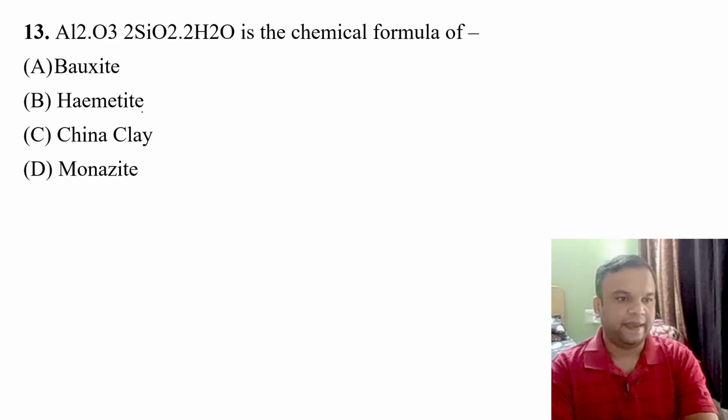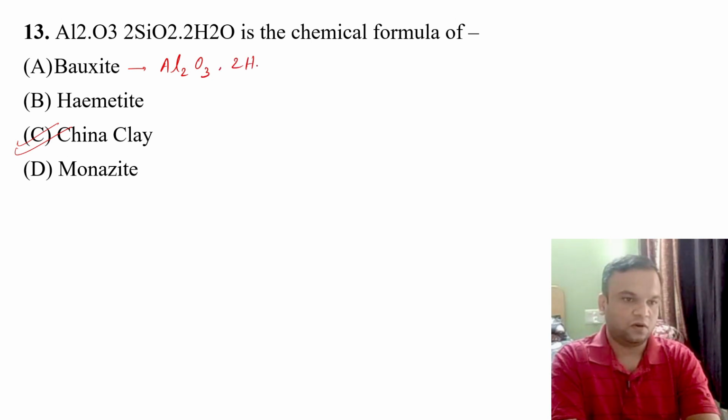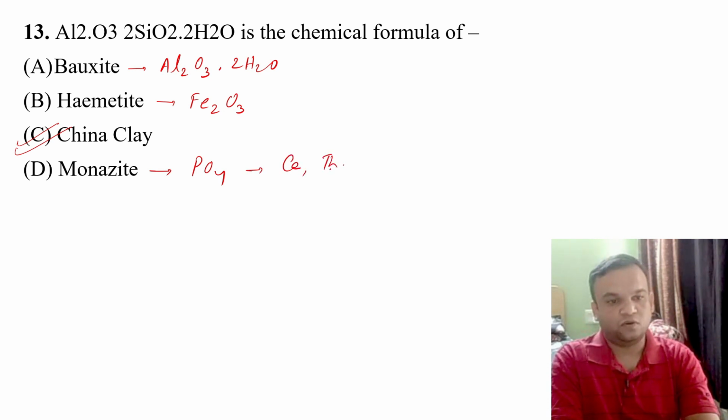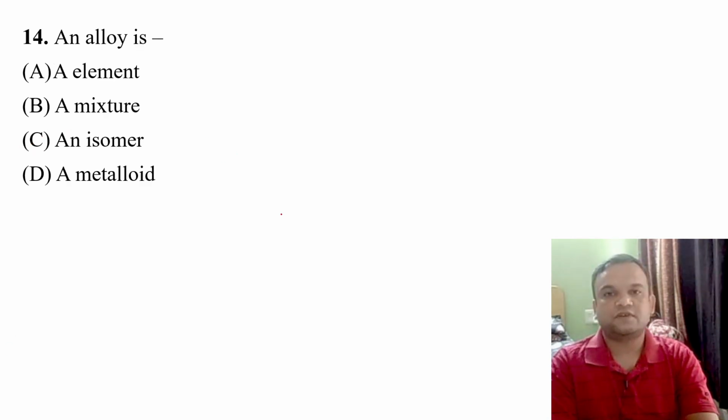The compound Al2O3.2SiO2.2H2O is the chemical formula of China clay, whereas bauxite is an aluminium ore. Its chemical formula is Al2O3.2H2O. Hematite is iron ore and it is Fe2O3. Monazite is a phosphate ore of some elements like cerium and thorium, and that is why China clay has this chemical formula. Next question is, an alloy is a mixture.